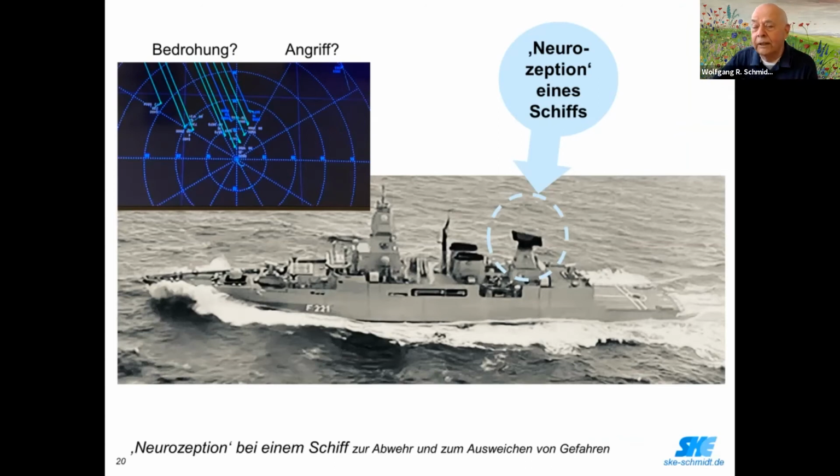So we can use this metaphor of a battleship, of a frigate, and you see the neuroception in a ship to defend against and avoid dangers. You see the radar, you see other detection systems, and this is basically what the neuroception in our brain or in our whole autonomous nervous system does for us. Scanning the world around us, or even inside us, for any source of danger and preparing us for action. And depending on the signals that the ship gets, it can react with flight or fight.